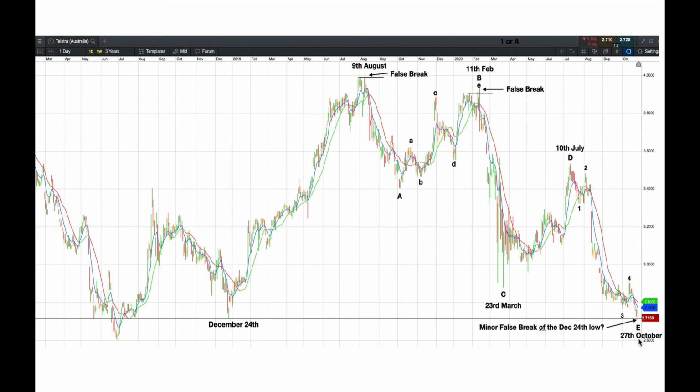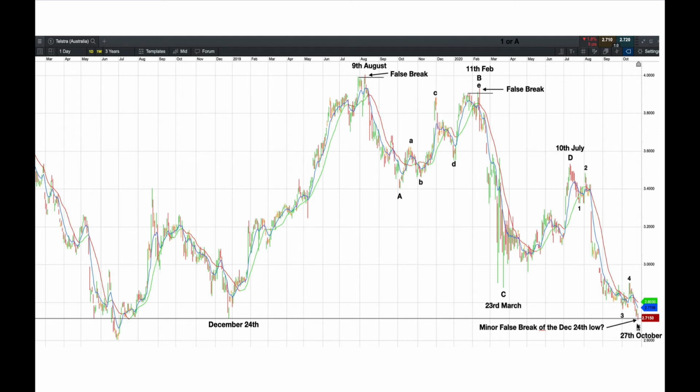But that's okay. Something else to look at is this low here just poked through the December 24th low. So we put a line across from there. It just broke through. This could be another false break. We don't know for sure. What we need to confirm that is the market needs to start rallying out of here to confirm that we have a low in place.